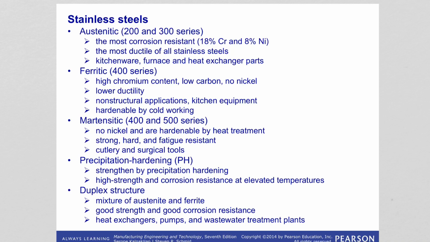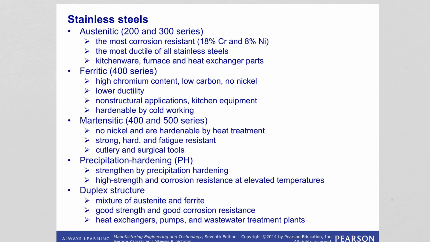Precipitation hardening. So these are strengthened by precipitation hardening and they have high strength and corrosion resistance at elevated temperatures. This is important because not many alloys can preserve their strength and corrosion resistance at higher temperatures, which makes them suitable for aerospace applications.